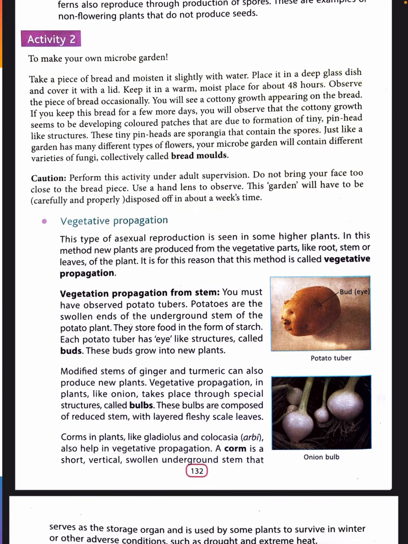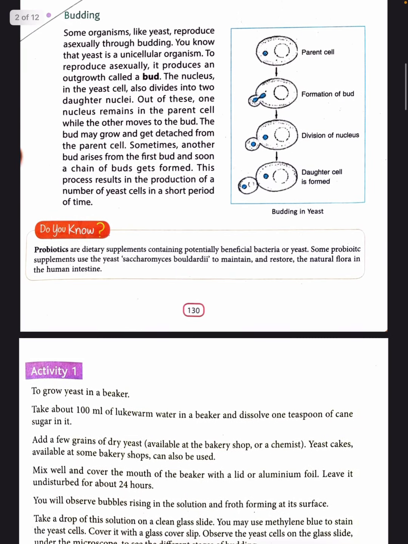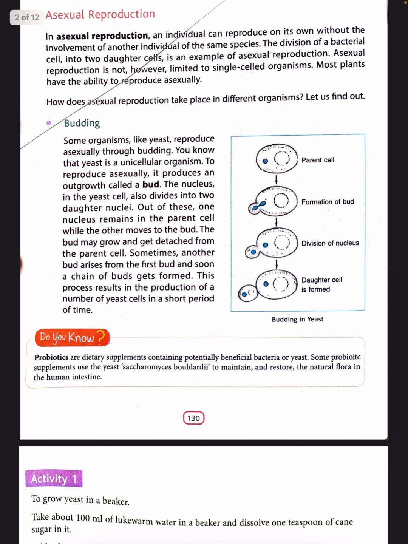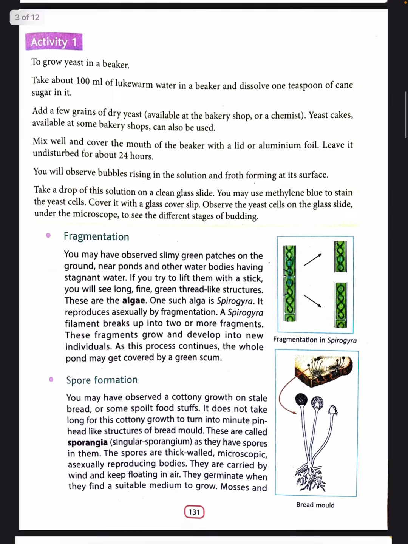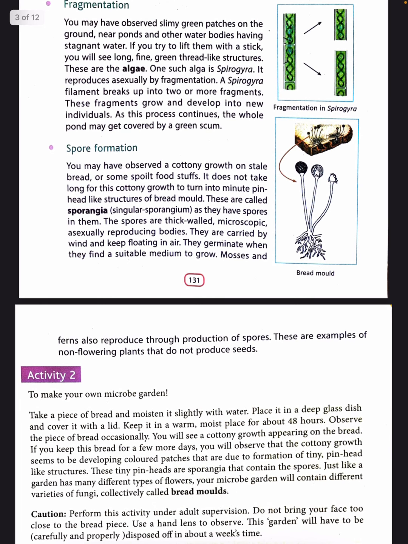Dear student, in the previous class I discussed asexual reproduction in plants, in which I covered some methods of asexual reproduction such as budding, fragmentation and spore formation.